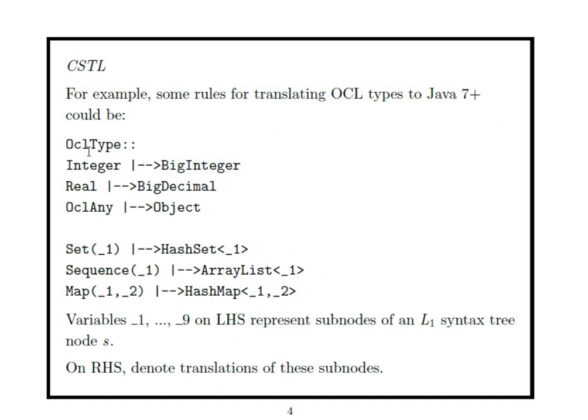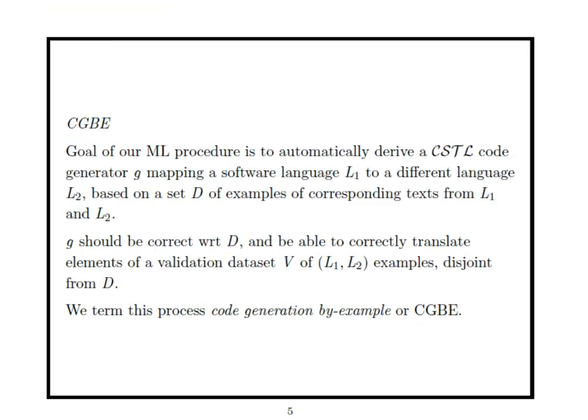Here's some example rules for translating OCL types to Java types, integer mapping to big integer, OCL any to object, and so on. And we can have parameters or variables in these rules, and these variables represent a valid bit of text that might be there. So, for example, a parameterized type set of something maps to Java's hash set with the same parameter. But on the right-hand side, this variable _1 represents the translation of whatever was in the source. So that allows you to use these rules recursively.